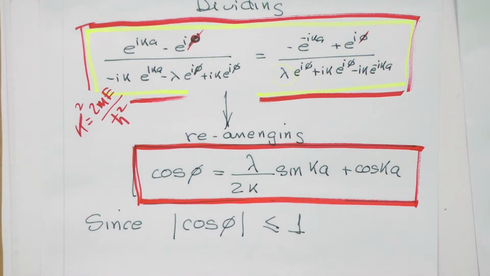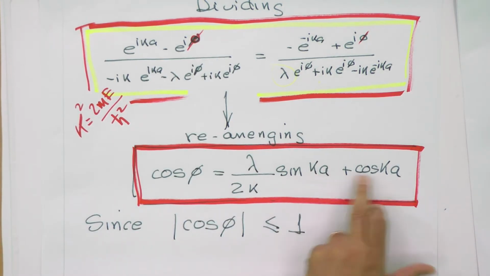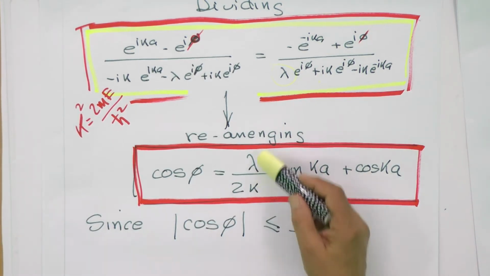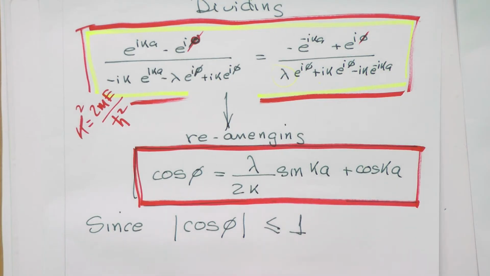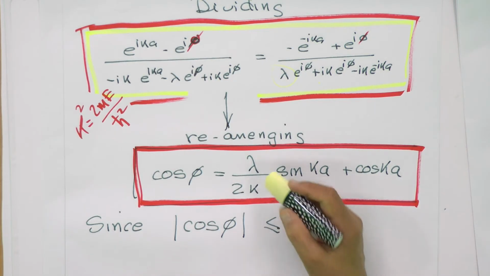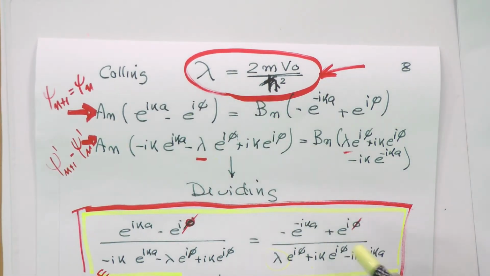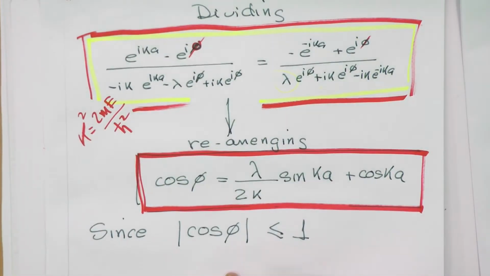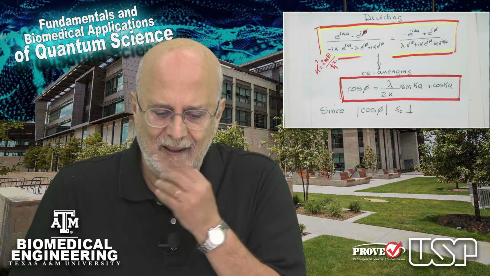So that equation is relating the phase, the energy of the system, the periodicity of the potential, and the potential itself. K is the energy. A is the periodicity of the potential. Lambda is somehow related with the amplitude of the potential. And phi is the phase, which I don't know.